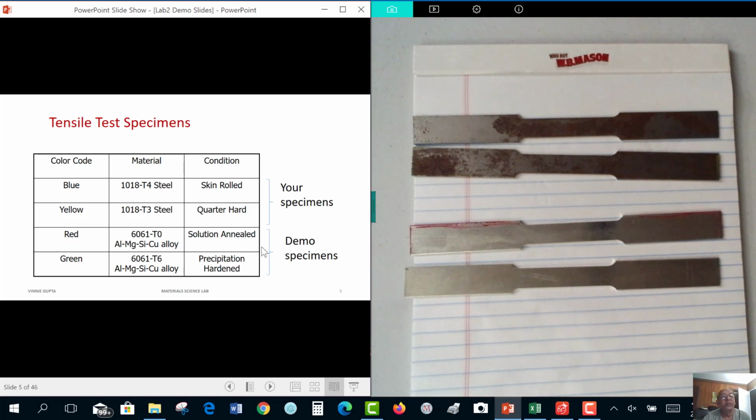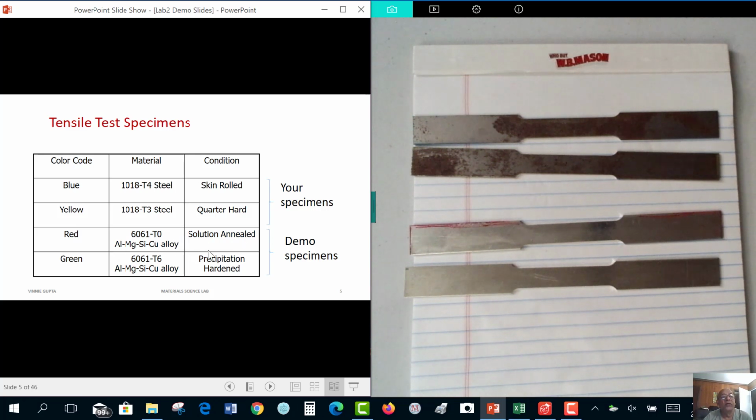Then in my demo experiment, I'm going to work with these aluminum alloy specimens. These are 6061 T0. T0 means it is solution annealed. You're going to learn about this later on in your course, sometime like the 8th or 10th week. What is this precipitation hardening? Once we solution anneal it, we have one single phase. And then we give it another heat treatment and we precipitation harden it. So what we do by heat treatment is create a very fine dispersion of very, very tiny precipitates which harden the material. And that is labeled green.